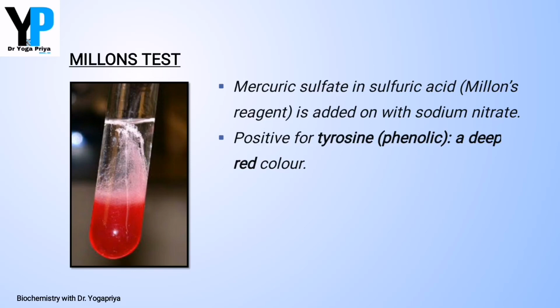The next test is the Millon's test. It is specific for the phenol group containing amino acid, that is tyrosine. The procedure is, to the patient sample, that is the protein sample provided, we have to add mercuric sulfate in sulfuric acid, which is called the Millon's reagent, and then we have to heat the test tube directly over the flame for a few minutes, or else we can keep it in the water bath for 10 minutes, and then we have to cool it under the tap water.